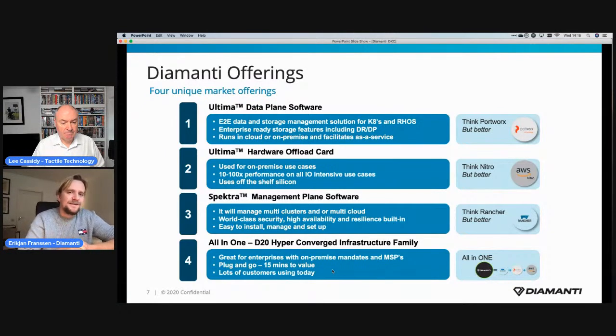And then obviously, our larger enterprise customers and some of the managed service providers in the market are still benefiting from the continued development, which is effectively all together. If you want that end-to-end data plane software combined with the storage offload, unique management plane software, and then benefit from the capabilities of the D20 hyperconverged infrastructure family, that is still available. The great thing about that is it's really plug and go. It's 15 minutes to value, and tons of customers are benefiting from that. Okay. Next slide. Yeah, please.